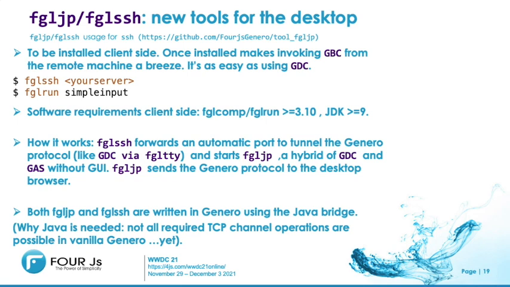How does it work? FGLSSH logs in via SSH to the remote site. It tunnels an automatic port, like the GDC does via FGLTTY, and it starts in turn FGLJP. This is a hybrid of GDC and GAS without any GUI. FGLJP instead sends the Genero protocol to the desktop browser. Both FGLJP and FGLSSH are using the Java bridge because Java is needed to have some TCP calls which are not available yet in vanilla Genero. So how does it look like?